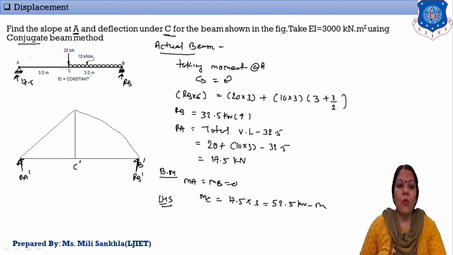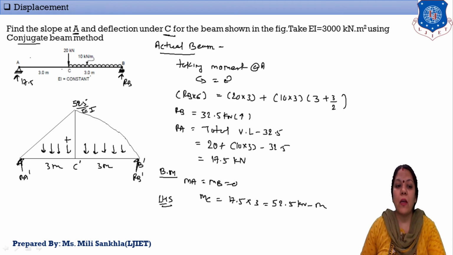Now the overall diagram is positive here, and all the forces act in the down direction, and just opposite in a cantilever beam our overall diagram is negative, so the forces are in the up direction. Okay, and the moment at C we get 52.5 by EI. Distance is given 3 meter and distance is given 3 meter, and this is our M upon EI diagram, or we can say conjugate beam diagram.